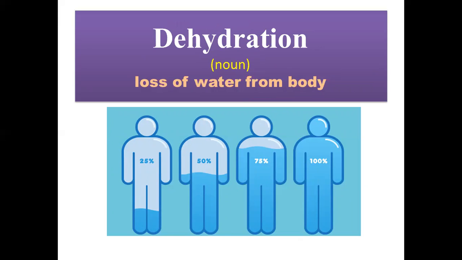Dehydration is a noun. It is the condition when you have loss of water from your body. So a loss of water from your body is dehydration, when your body lacks water. For example, here this person is not dehydrated, who has 100%. 75% is not dehydrated. 50% and 25% can be said to be dehydration. Okay, so this is dehydration and this is dehydration because there is loss of water from the body.